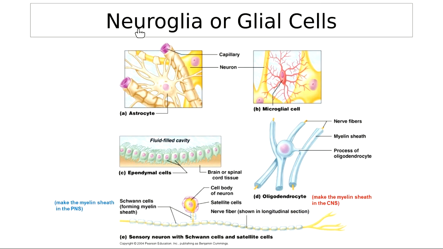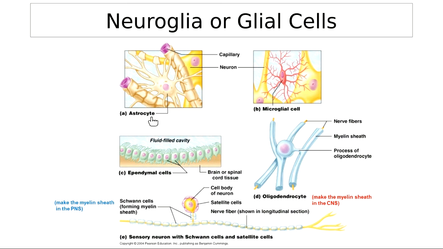Neuroglia. Neuroglia, the word means nerve glue, and it's oftentimes abbreviated as just glial cells. They function in the support and protection of the neurons. So let's look at the ones we have in our notes. The first one is the astrocyte. Astrocyte means star cell.